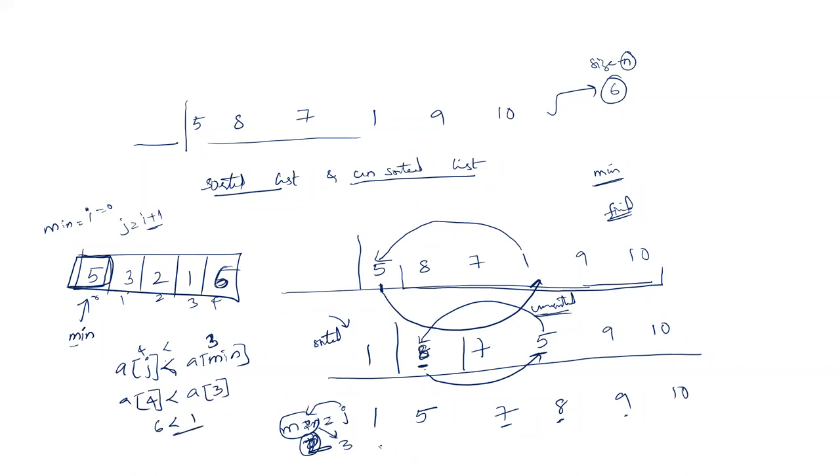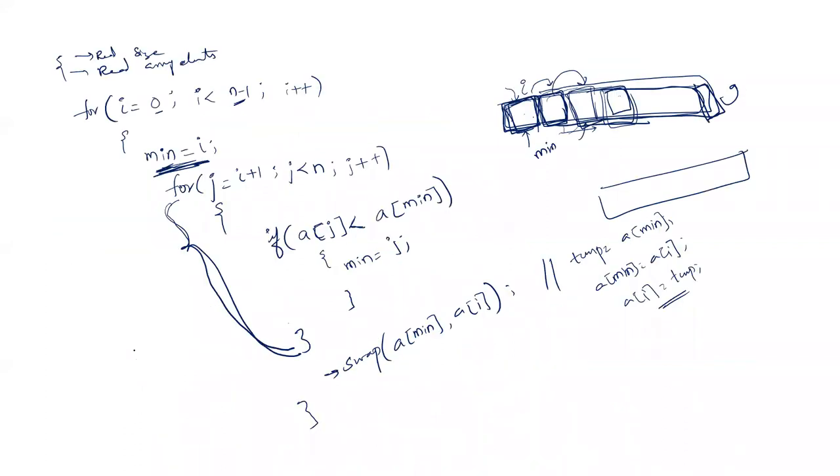So what is the min index now? What is the min index which is stored? 3. 3 is the minimum index. After that, we break out of the loop. We come out here. Next, we are going to swap a of 3 with a of 0. Has i increased? No. a of 3 with a of 0.